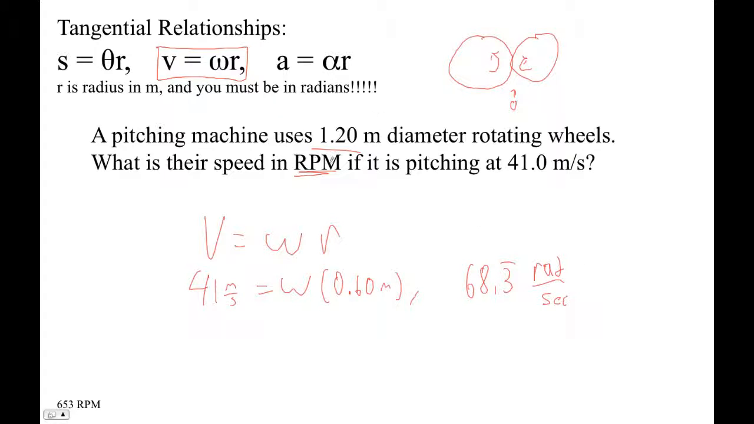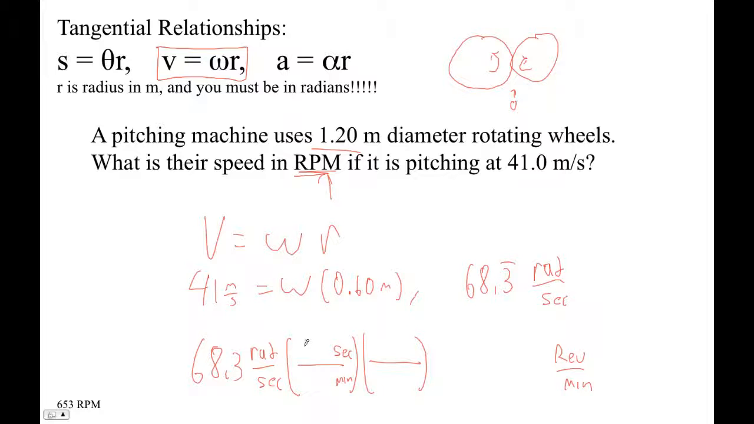Okay, but now we want RPM, right? It says what is the speed in RPM? So we can do this, right? We go 68.3, and that's radians per second. We ultimately want revolutions per minute, right? So I'm going to multiply by two fractions. The top and bottom must be equal to each other, otherwise we'll change the number, right? So let's get rid of seconds. Let's go seconds and minutes.